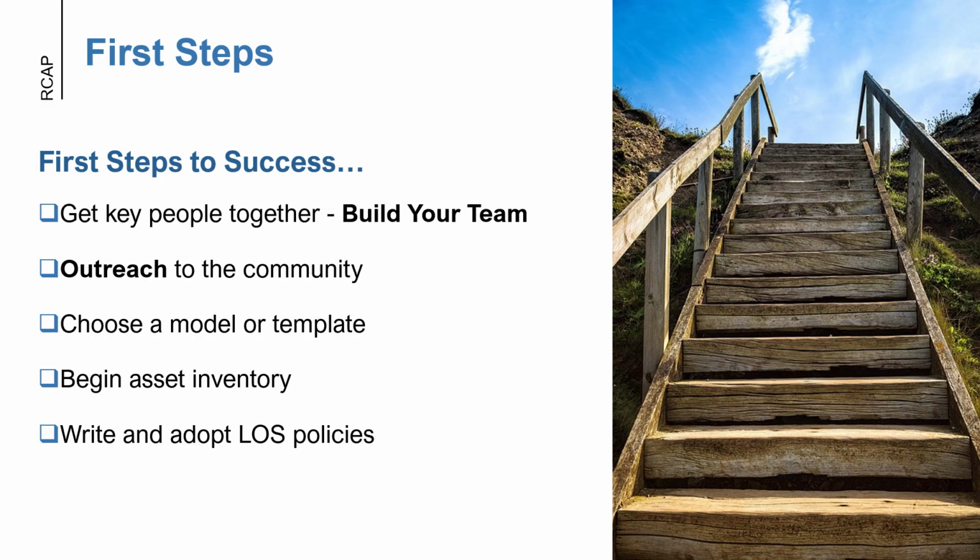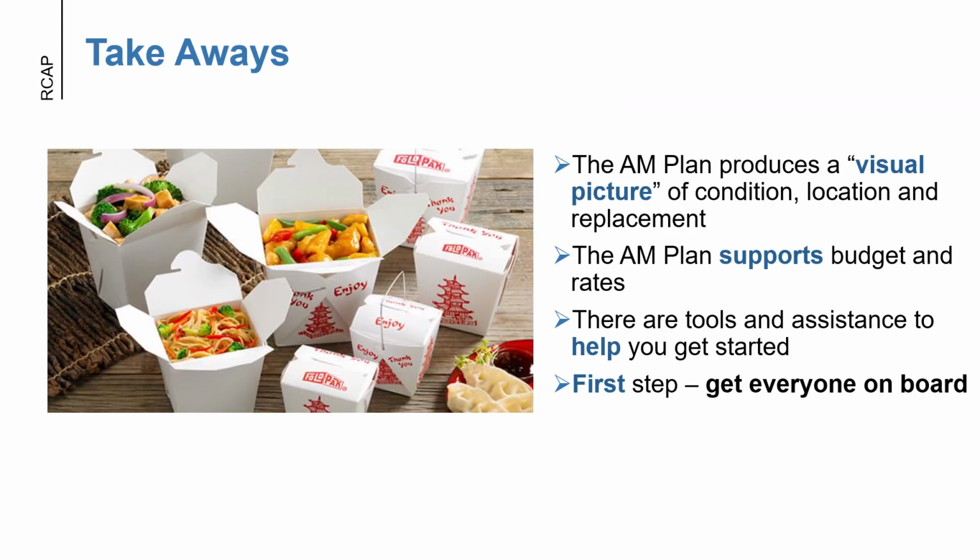Begin with an asset inventory, so just going through and inventorying all the assets that you have. In some cases, this is taking your phone or an iPad out there and taking notes out in the field. And then start to write and adopt level of service policies or review the policies that you have. To highlight some key takeaways here, your asset management should produce a visual picture of the condition, location, and replacement of your assets. The plan should support a budget and your rates. There are tools and assistance to help you get started, and the first step is to get everyone on board.